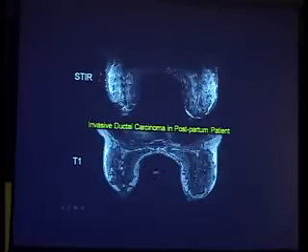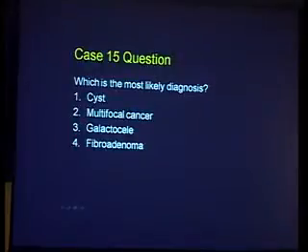This is a STIR or T2 weighted image. This is T1 weighted, non-fat SAT. So it looks like that on the STIR. Doesn't look like a cyst. It's not bright. But it is kind of bright on the T1 non-fat SAT. Or maybe it's kind of fatty because it's the same signal as fat. So non-enhancing, hypo-intense on STIR, and hyper-intense intrinsically on T1 non-fat SAT weighted images. What is the most likely diagnosis? Cyst, multifocal cancer, galactocele, or fibroadenoma?